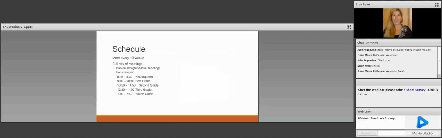So our schedule, we meet every 10 weeks. It's a full day. We break it into grade level meetings. We use typically, this is one example, it doesn't always run this way, but we typically only spend about 45 minutes in kindergarten and then break the other grade levels down. We have one sub that floats for the grade level representative, and then another sub that floats all day between grade levels for a special education teacher. And then we just cancel our RTI services for that day.